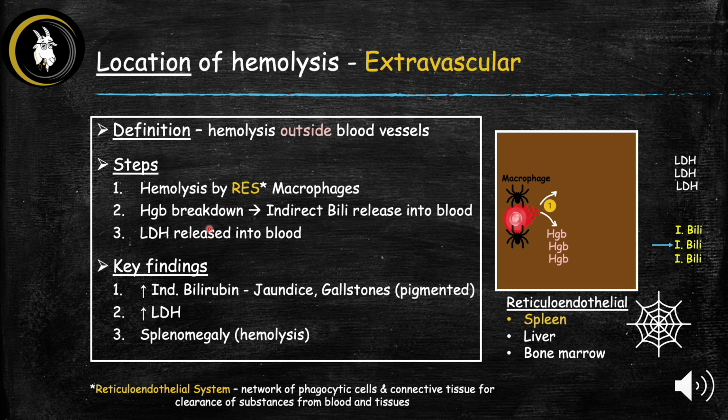So to summarize our key findings for extravascular hemolysis, we're still going to get increased serum indirect bilirubin, which causes jaundice and can cause pigmented gallstones, and we're still going to get increased serum LDH, so both of these are the same as we saw in intravascular hemolysis. One difference, though, is that the hemolysis here is in the spleen instead of the blood vessels, so all of that extra work by the spleen is going to cause it to get big, aka splenomegaly. And then the other difference here is no hemoglobin being released into blood, so no changes in serum haptoglobin and no hemoglobin or hemosiderin in the urine.